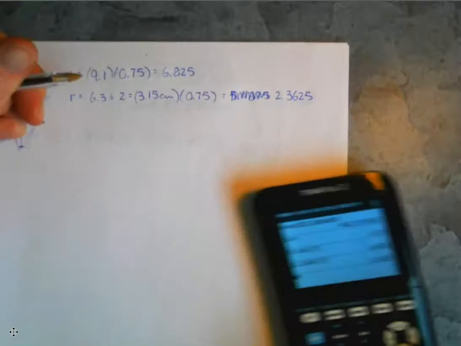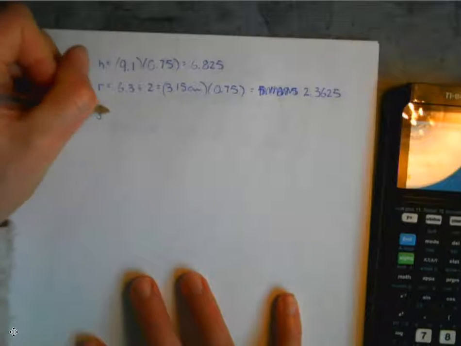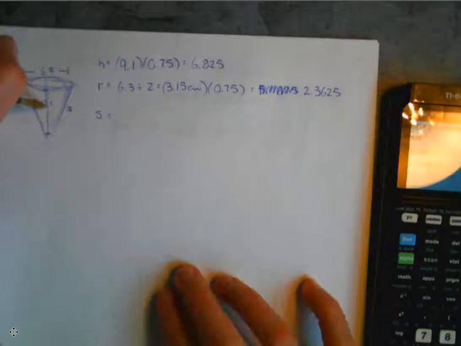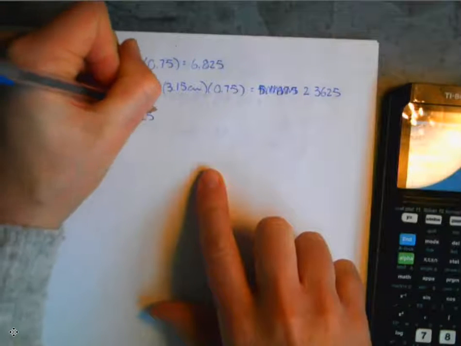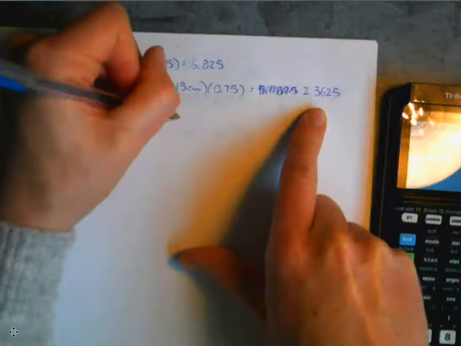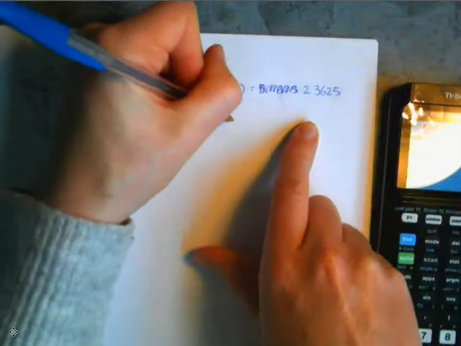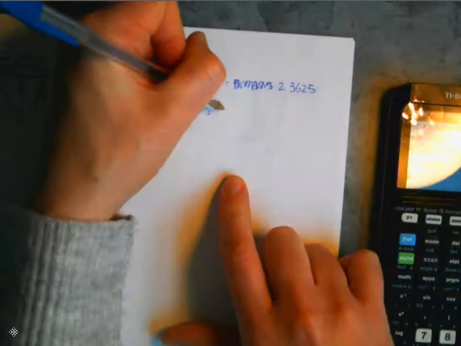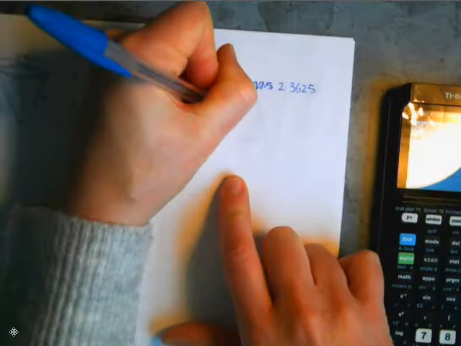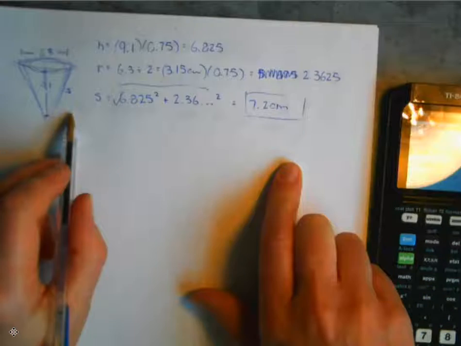So now to solve for our slant height, basically we just need to think about this as being like a squared plus b squared equals c squared. So we can say slant height is equal to our height squared, so 6.825 squared, plus our radius squared, 2.36 squared, and of course we'll need to square root it. And that is going to give us 7.2 centimeters. Okay, so there is our slant height.